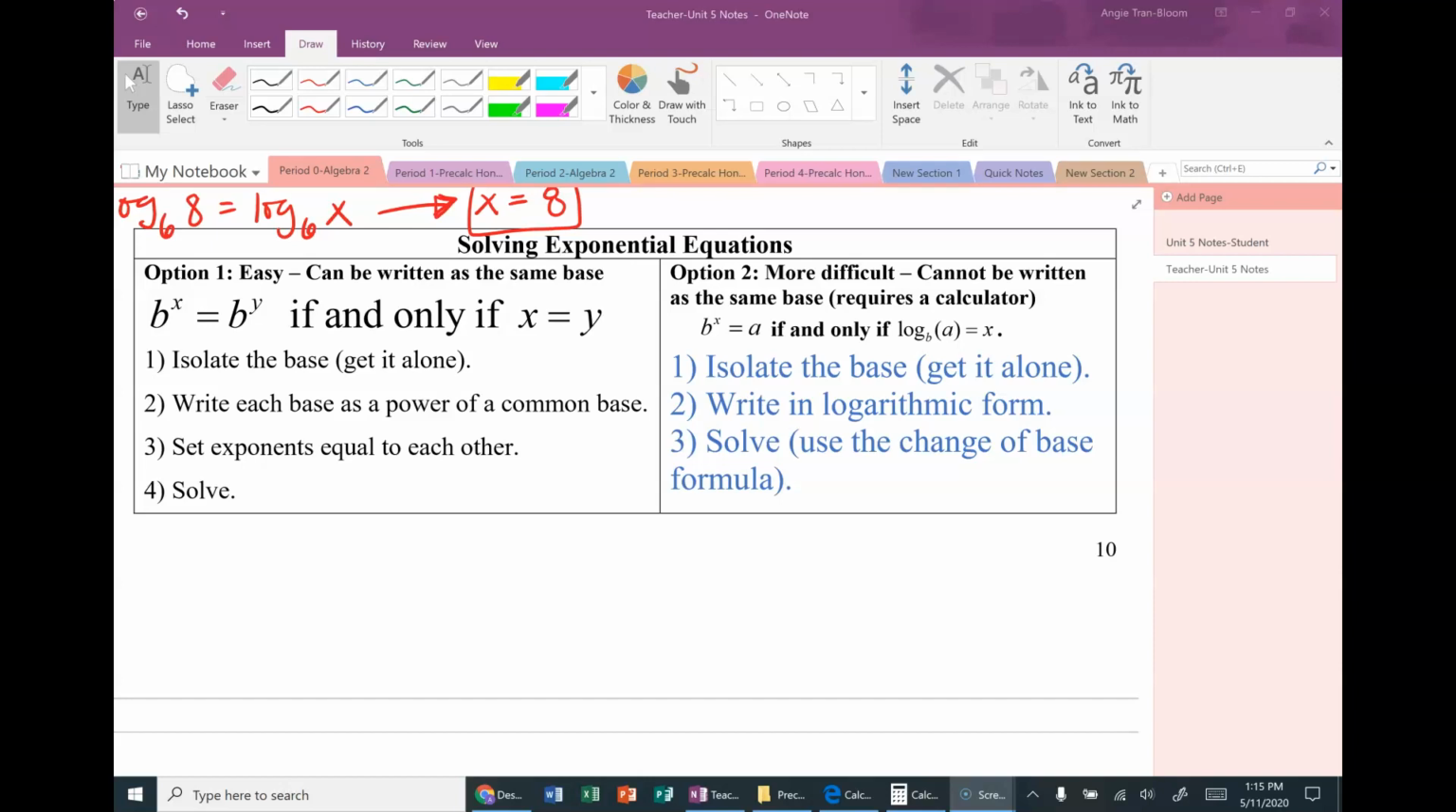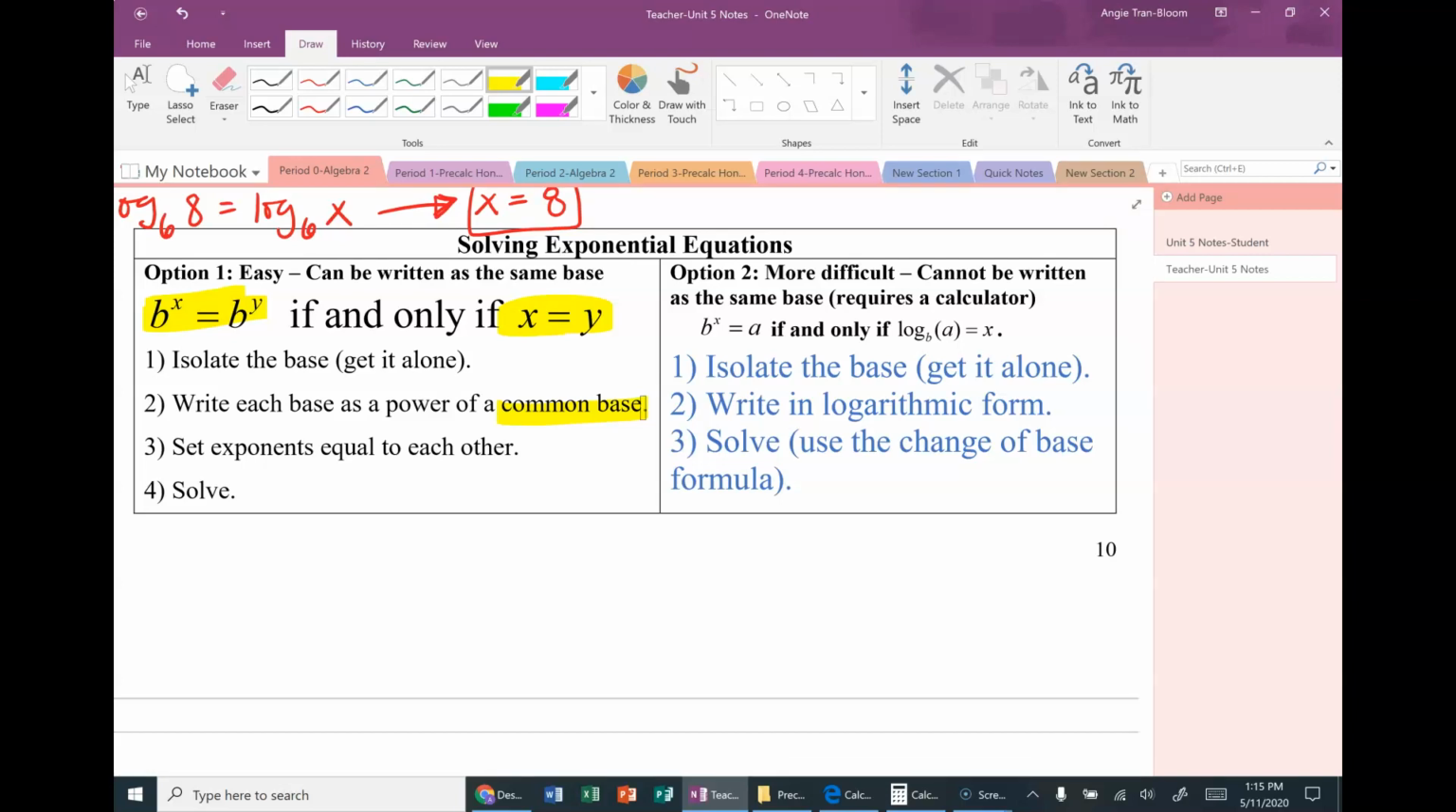If you have some base to an x power equals some base to the y power, and the bases are exactly the same, then you drop the bases and you make the exponents equal to each other. So step number 1, isolate the base, get it alone, write each base as a power of the same base, common base. Set the exponents equal and then solve.